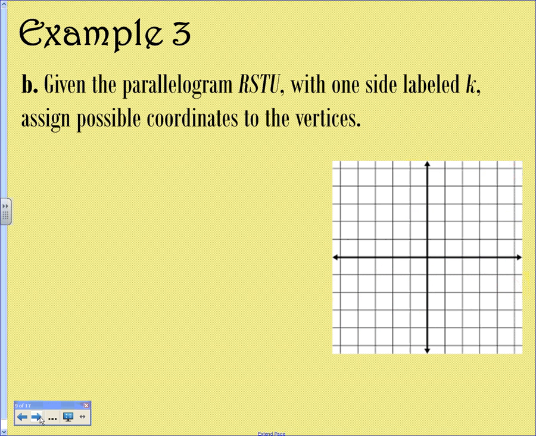Parallelogram with one side labeled K. Assign possible coordinates to the vertices.